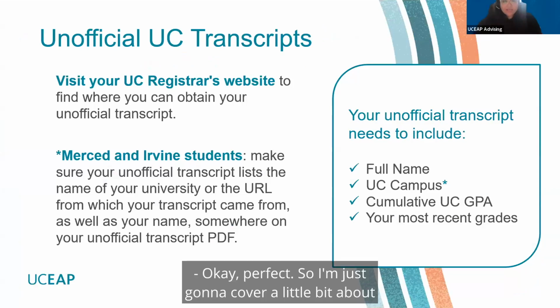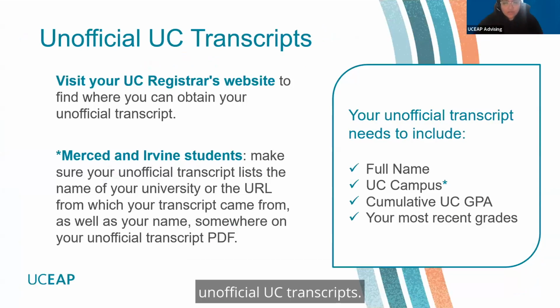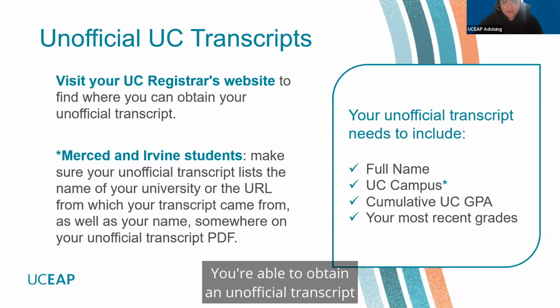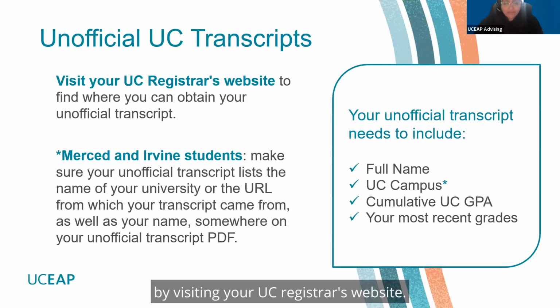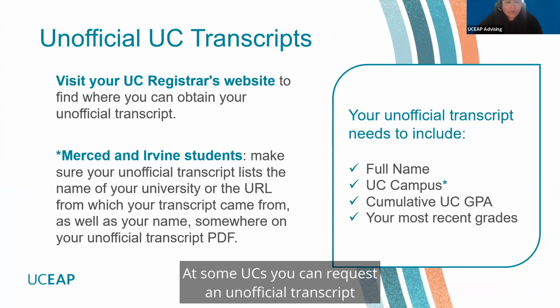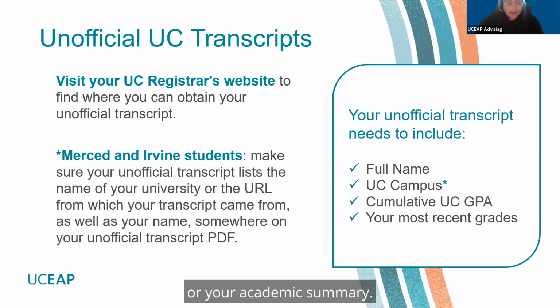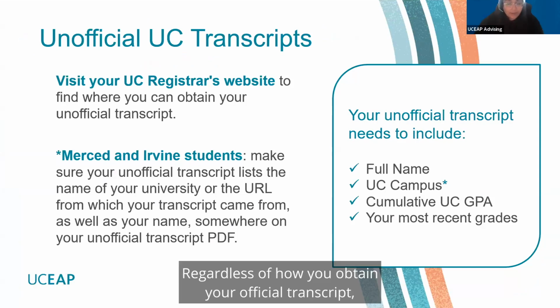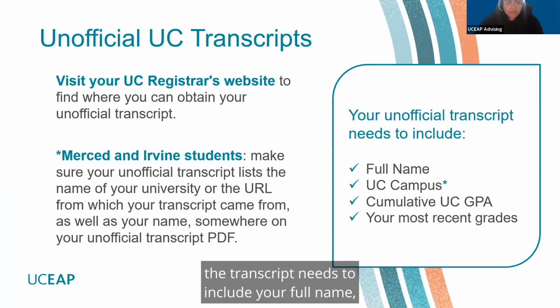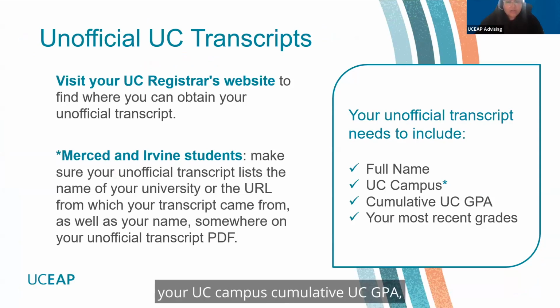Okay, perfect. So I'm just going to cover a little bit about unofficial UC transcripts. You're able to obtain an unofficial transcript by visiting your UC registrar's website. At some UCs, you can request an unofficial transcript, and at others, you can download a PDF of your student record or your academic summary. Regardless of how you obtain your unofficial transcript, the transcript needs to include your full name, your UC campus, cumulative UC GPA, and your most recent grade.